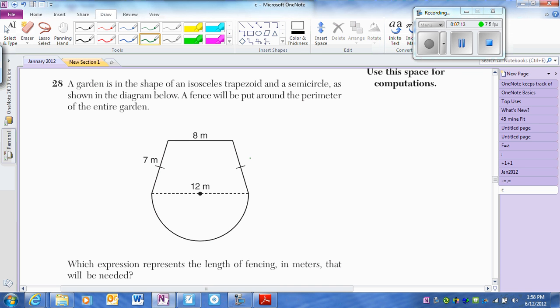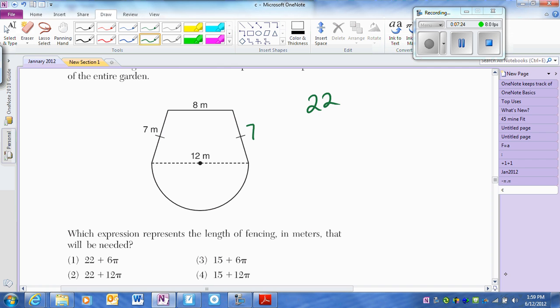Fence. We're going to put fence around. So if I put fence around here, that's 8, and that's 14. 8 plus 14 is, in fact, 22. So I'm starting with 22. Forget that side. And then we want the circumference. Our circumference is equal to diameter times pi. Well, diameter is 12, so circumference is equal to 12 pi, but we only have half of a circle. So we need 22 plus 6 pi.